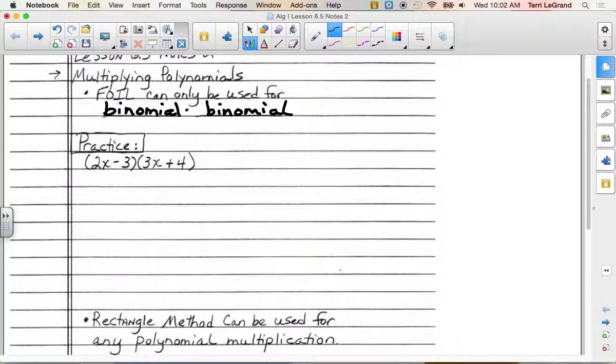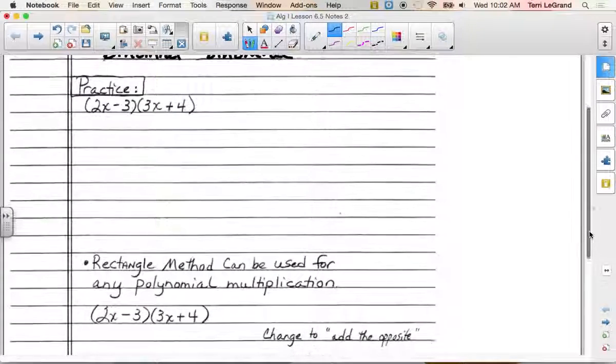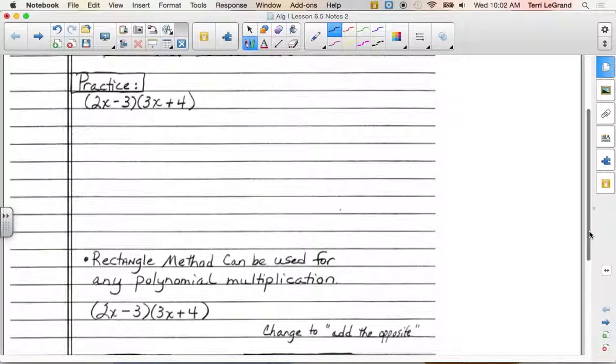And really all FOIL is, is the distributive property, right? It's just doing the distributive property, but giving us a method to do it. So let's FOIL this one first, okay? What's the first thing I always suggest you do, though? Add the opposite. So our 2x minus 3, we will change to 2x plus a negative 3. And now we should be ready to FOIL it.